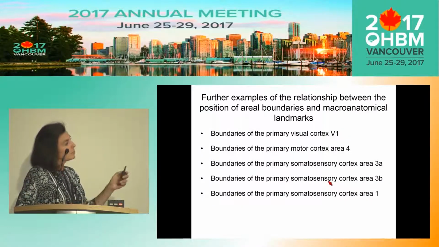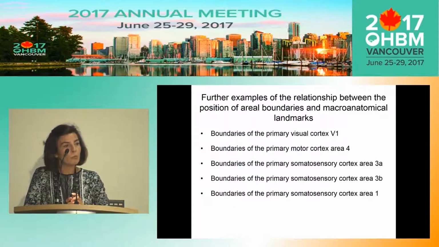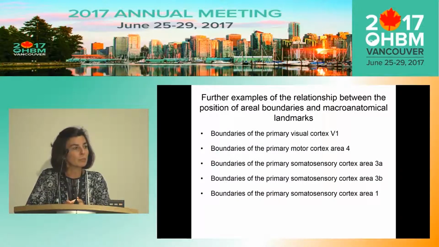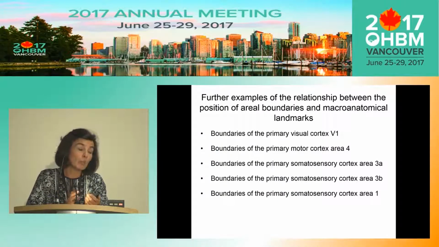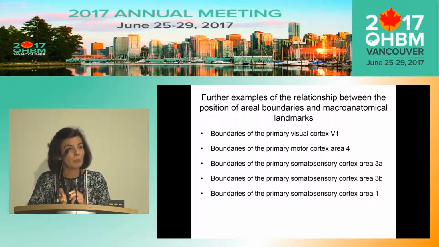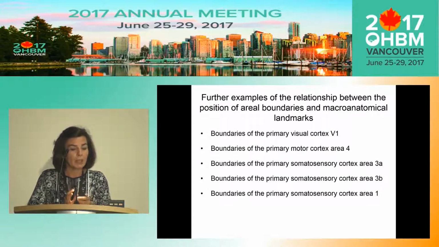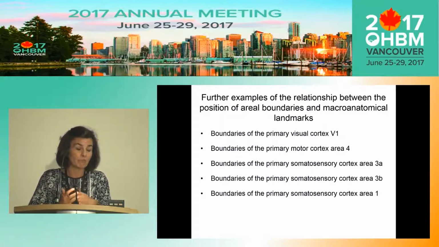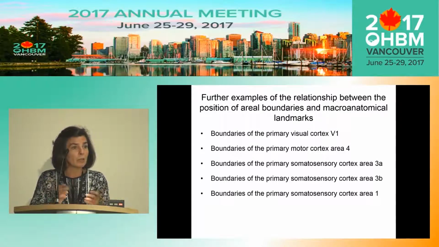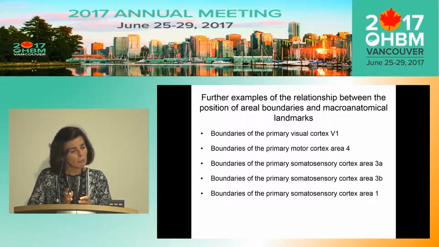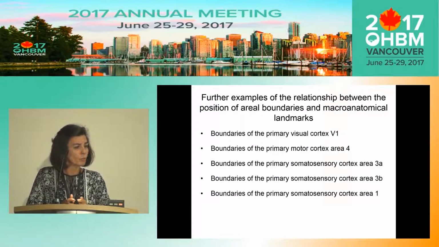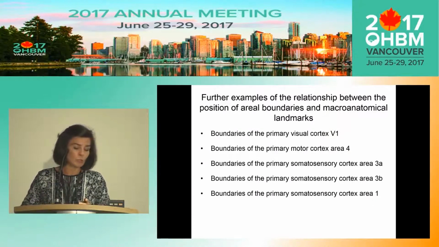Now, for the next couple of slides, I'd like to walk you through a couple of further examples of how we can find a correlation or a lack thereof between macroanatomy and microanatomy. I'd like to do it with some examples of borders that are actually quite easy to see, such as the border between the primary visual cortex V1 and the adjacent secondary visual cortex, and then borders that are not always that easy to see, such as those between areas 3B, for example, and area 1 of the somatosensory cortex.